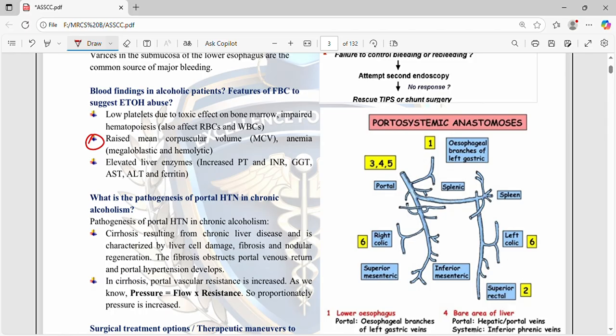What is the pathogenesis of portal hypertension in chronic alcoholism? Cirrhosis results in chronic liver disease and is characterized by liver cell damage, fibrosis, and nodular regeneration. The fibrosis obstructs portal veins, venous return, and portal hypertension develops. In cirrhosis, portal vascular resistance is increased. As we know, pressure is equal to flow times resistance, so proportionally pressure will increase.